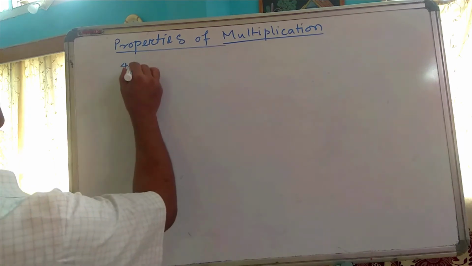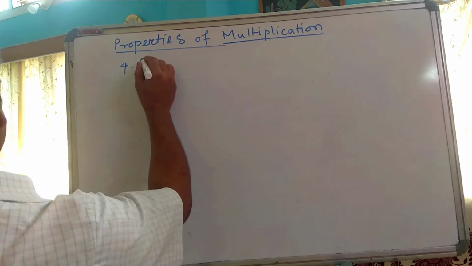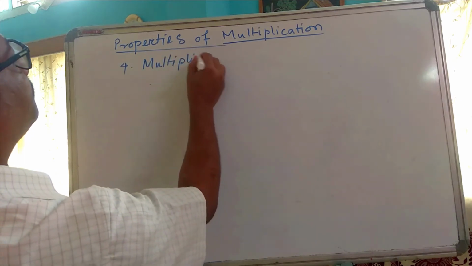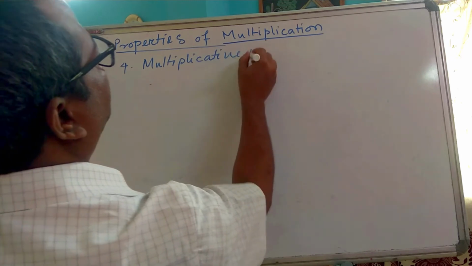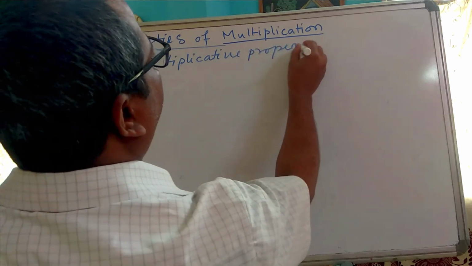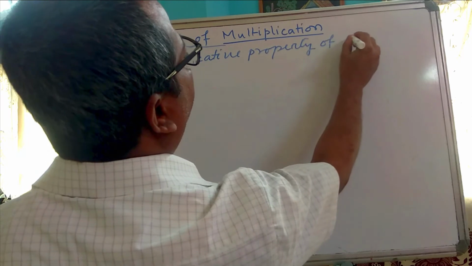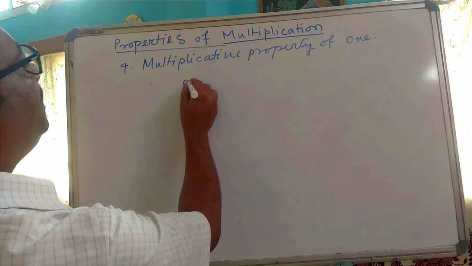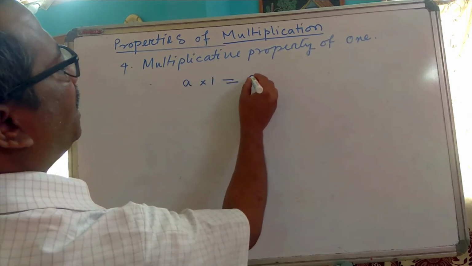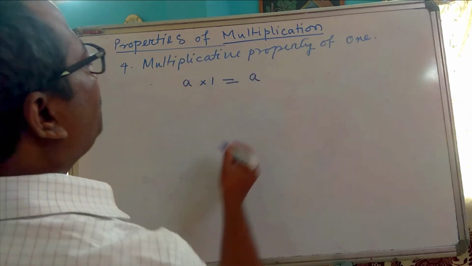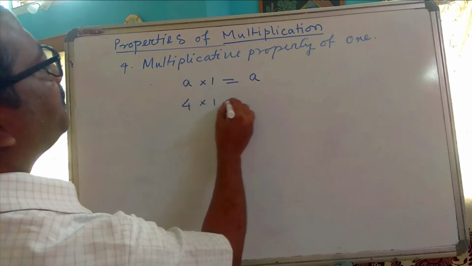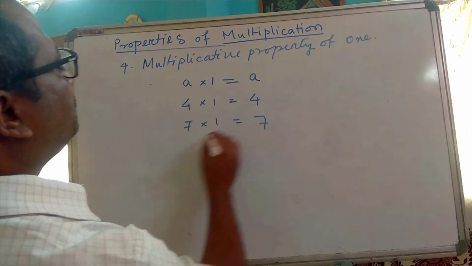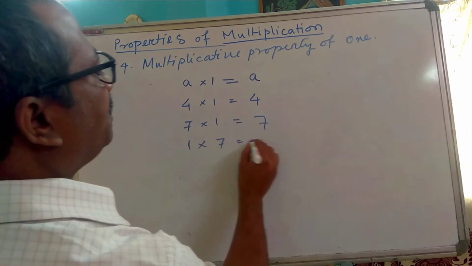Property number 4. Multiplicative property of 1. This property indicates that any number, if you multiply it with 1, then you will get the number itself. Suppose 4 into 1 is equal to 4. 7 into 1 is equal to 7. Similarly, 1 into 7 is equal to 7.